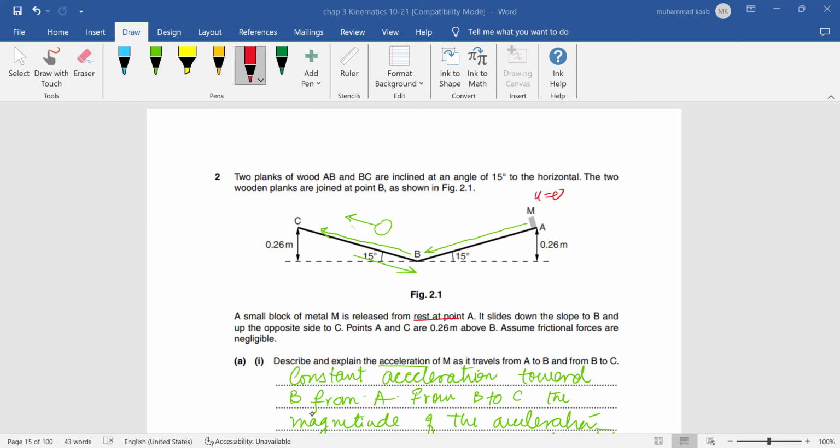So that would be how much? Okay. So sine 15 equals 0.26 divided by the hypotenuse. And the hypotenuse will be 0.26 divided by sine 15. How much? Sir, one. Just one? One. Okay, fine. So we also know the displacement is one. Now, can we work out the gravity?